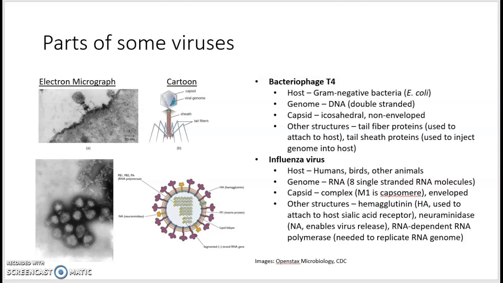It's got a capsid that has a complex structure. The protein that is the capsomere is called M1, and it's enveloped, so there's a phospholipid bilayer membrane on the outside of the capsid. Some other important structures in the virus include 2 spike proteins called hemagglutinin, or HA, that's used to attach to the host sialic acid receptor, and neuraminidase, or NA, that enables the virus to release from the host.